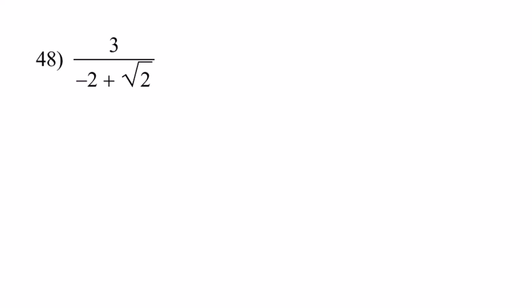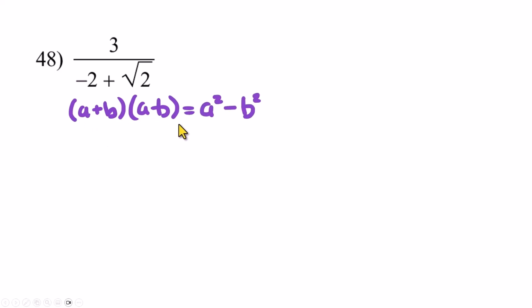Okay, number 48. It's a little bit iffy whether your algebra teacher covered this or not. I'm putting it in here just in case, especially if somebody's in an honors algebra one. Well, you're going to still do the rationalizing the denominator, but this time you multiply it by something called the conjugate. This is what I want you to remember. We already talked about this. When you take a plus b times a minus b, you get the difference of two perfect squares.